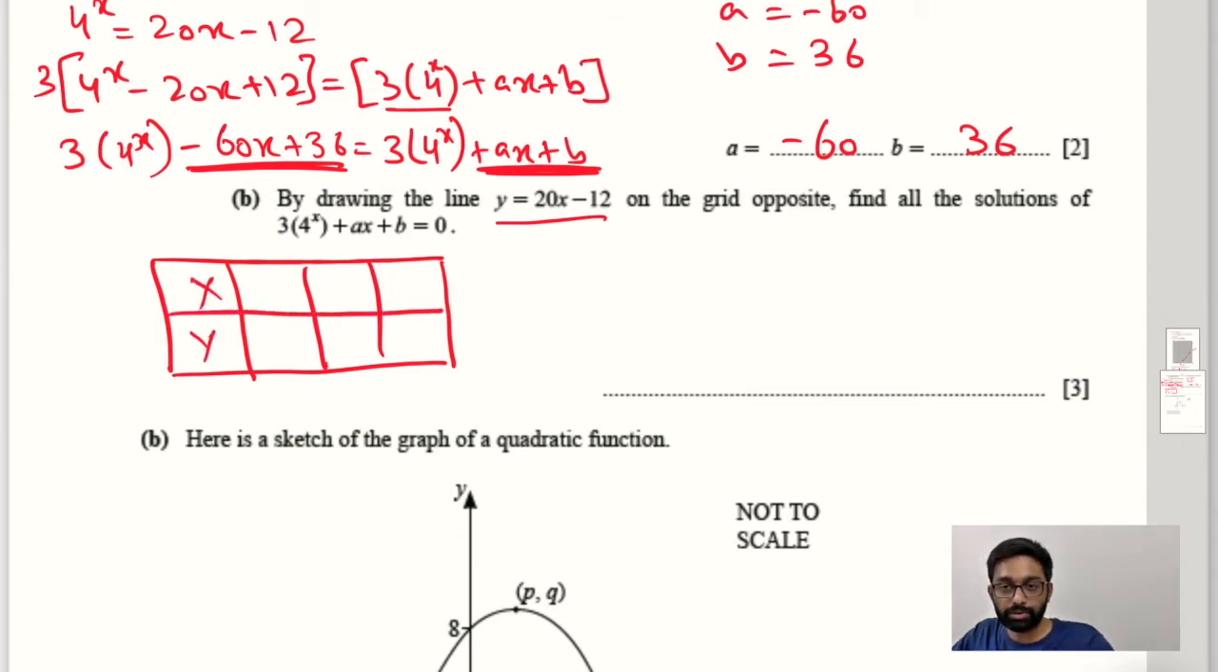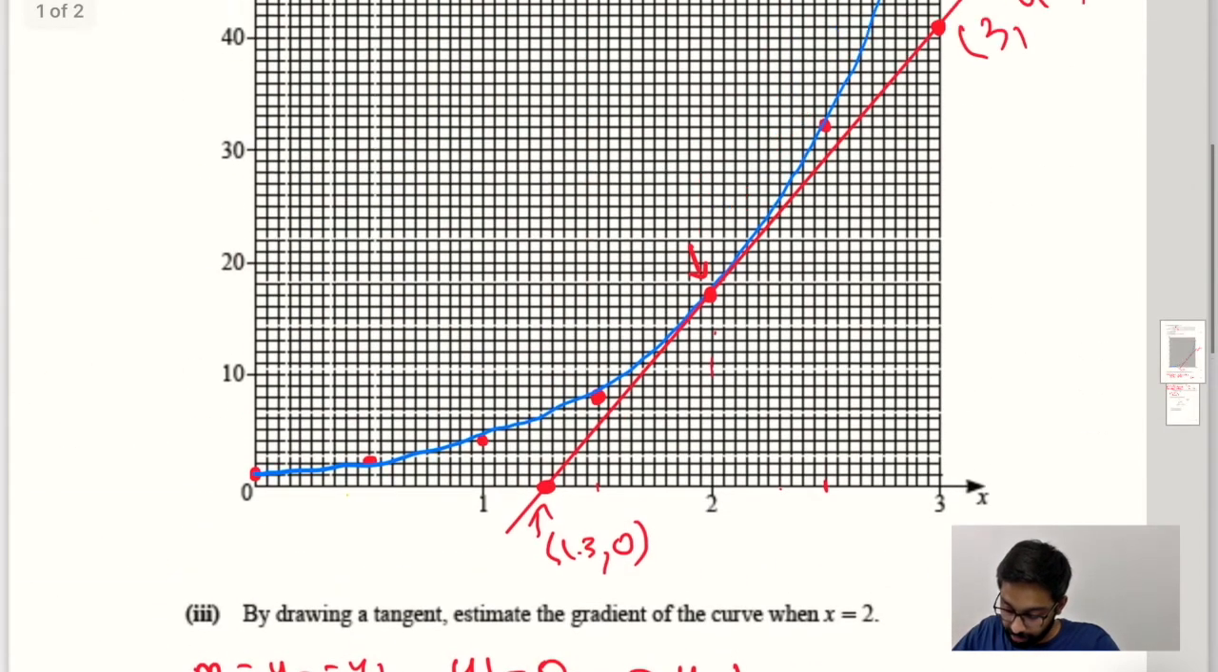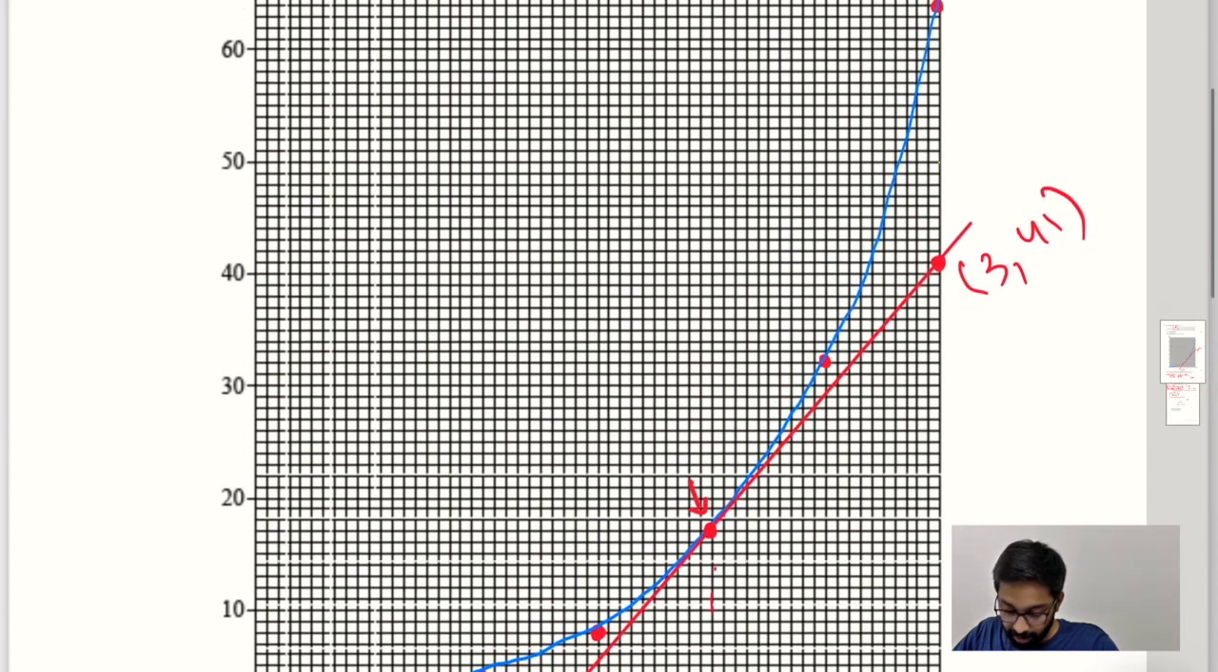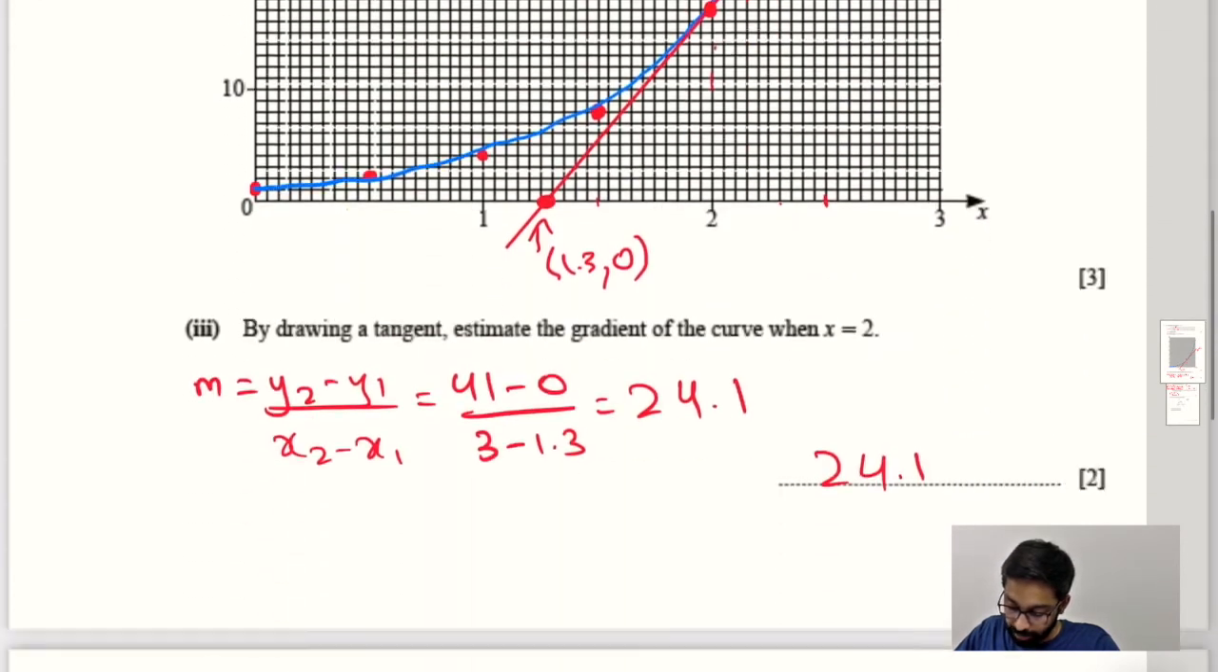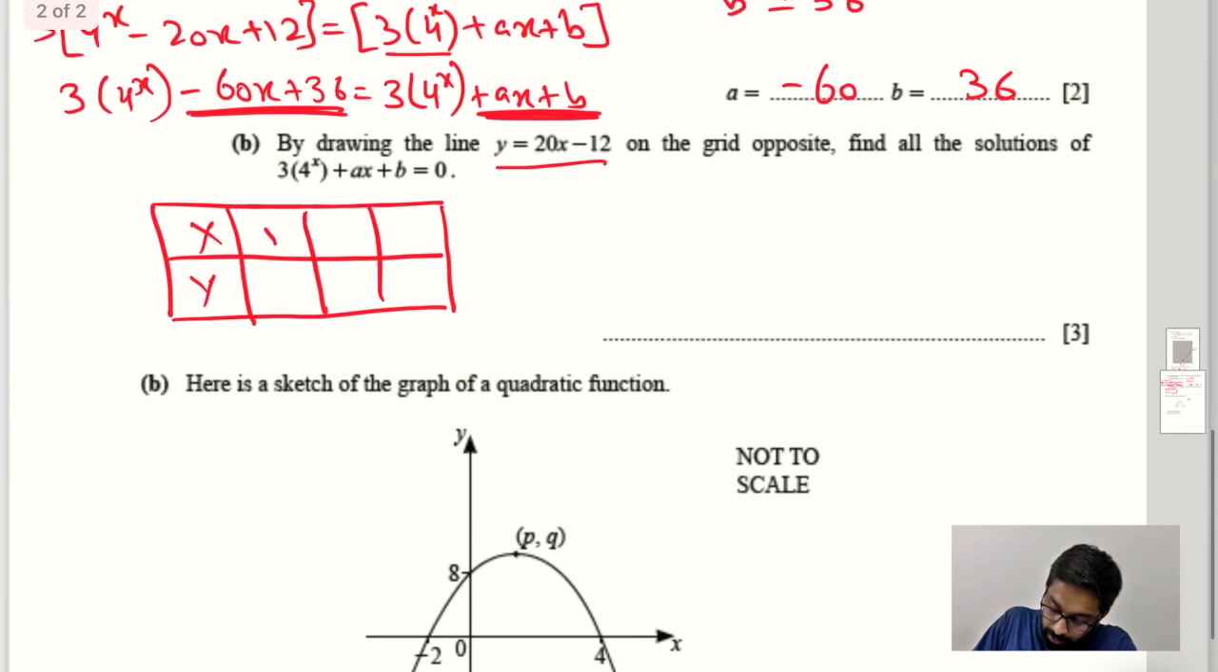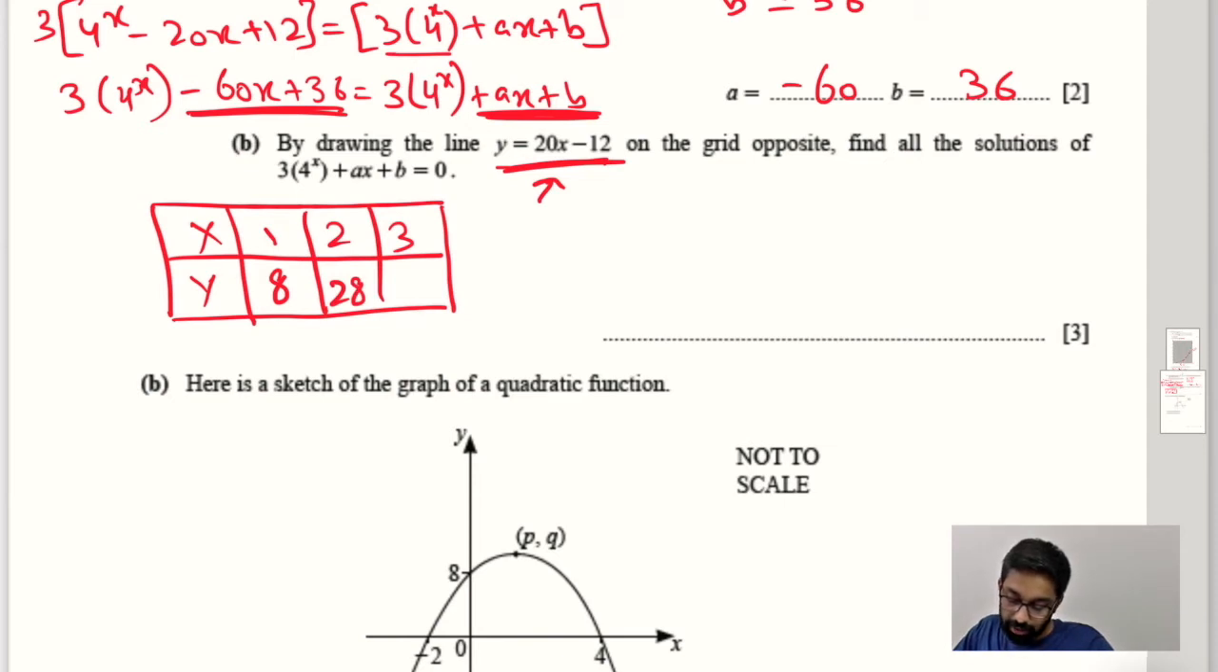Then I choose 3 values of x. Any 3 values would do, but I try to choose positive values because the graph that we have here has all the positive values of x and all the positive values of y. Let's do that. So I choose 1, 2 and 3. When I plug 1 into this equation right here, I get 20 minus 12, which is 8. When I plug 2 into this equation, I get 20 times 2, which is 40. 40 minus 12 is 28. So I get 28. Then I plug in 3. I get 3 times 20, which is 60. 60 minus 12 is 48. Yep. So I get 48.